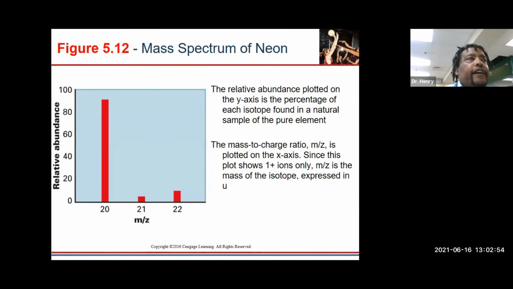Okay, so last we left off, we were talking about isotopes. So what is an isotope again? Isotope.